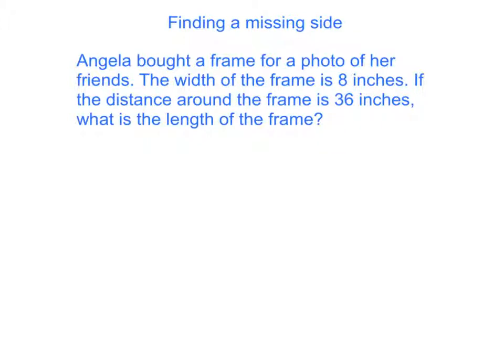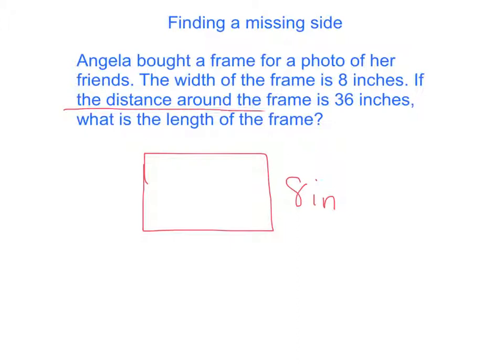Sometimes when using perimeter, we also have to find a missing side. So let's look at this example. Angela bought a frame for a photo of her friends. The width of the frame, so let's just draw the picture out. The width of the frame is 8 inches. If the distance around the frame is 36 inches, so the distance around the frame.